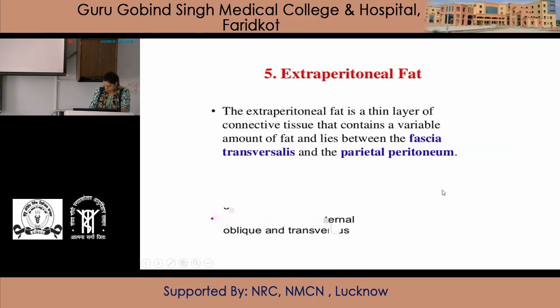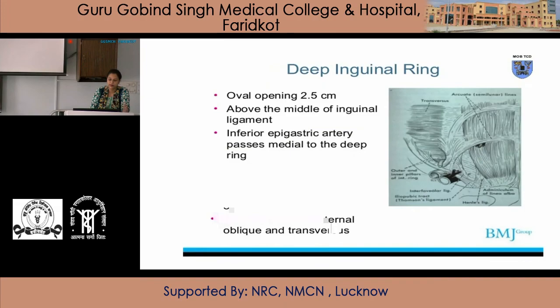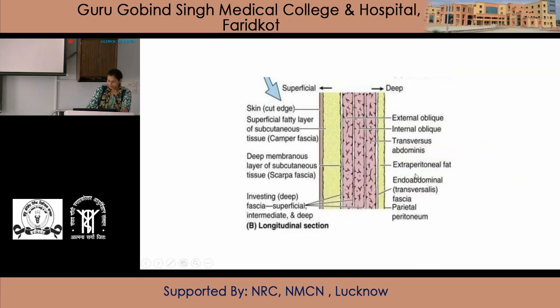So, the fascia transversalis lies deep to the transversus abdominis muscle, and in the fascia transversalis there is an oval opening, that is the deep inguinal ring. Medial to that there is the passage of the inferior epigastric artery. Next is the extraperitoneal fat. The extraperitoneal fat is a thin layer of connective tissue that contains a variable amount of fat and lies between the fascia transversalis and the parietal peritoneum. So here is the extraperitoneal fat, and next is the parietal peritoneum.